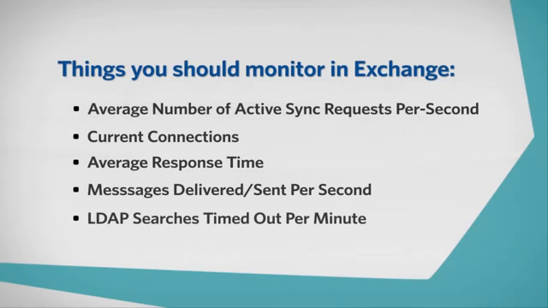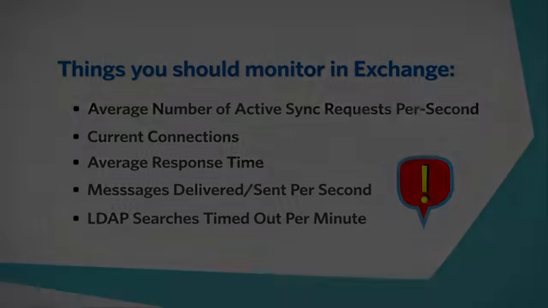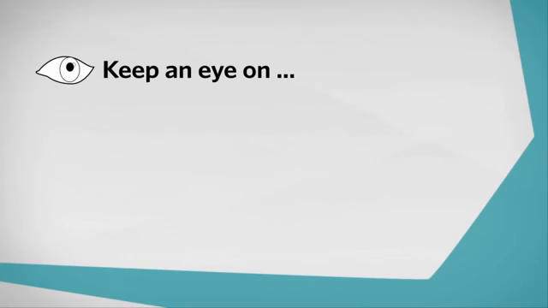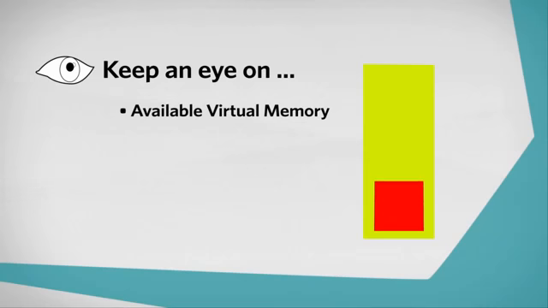Failed LDAP searches usually indicate that something is wrong with Active Directory that could seriously impact Exchange. Monitoring LDAP searches timeout per minute will let you know right away that you have a problem. Here are a few other things you'll need to also keep an eye on as well. Monitoring available virtual memory will help you know when you're running out of virtual memory, which could cause a host of errors and problems, including shutting down the Exchange server.